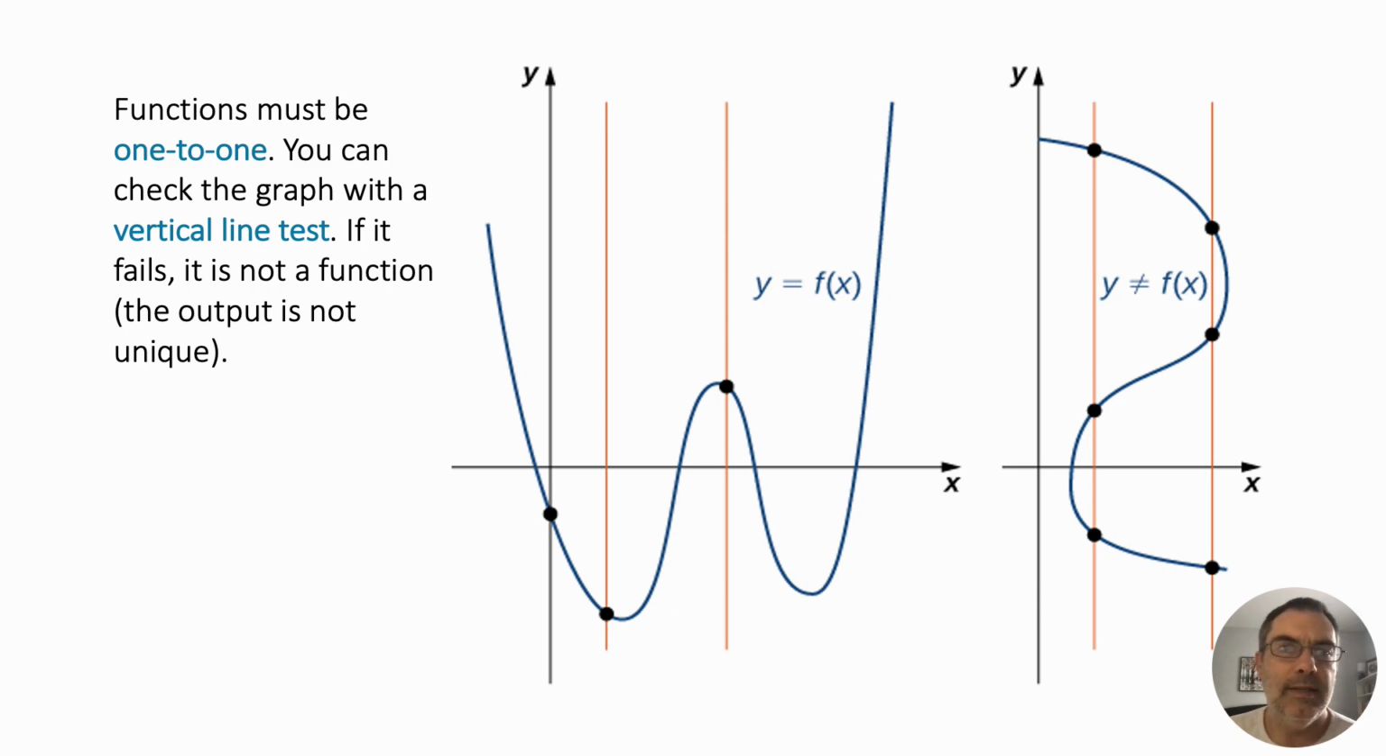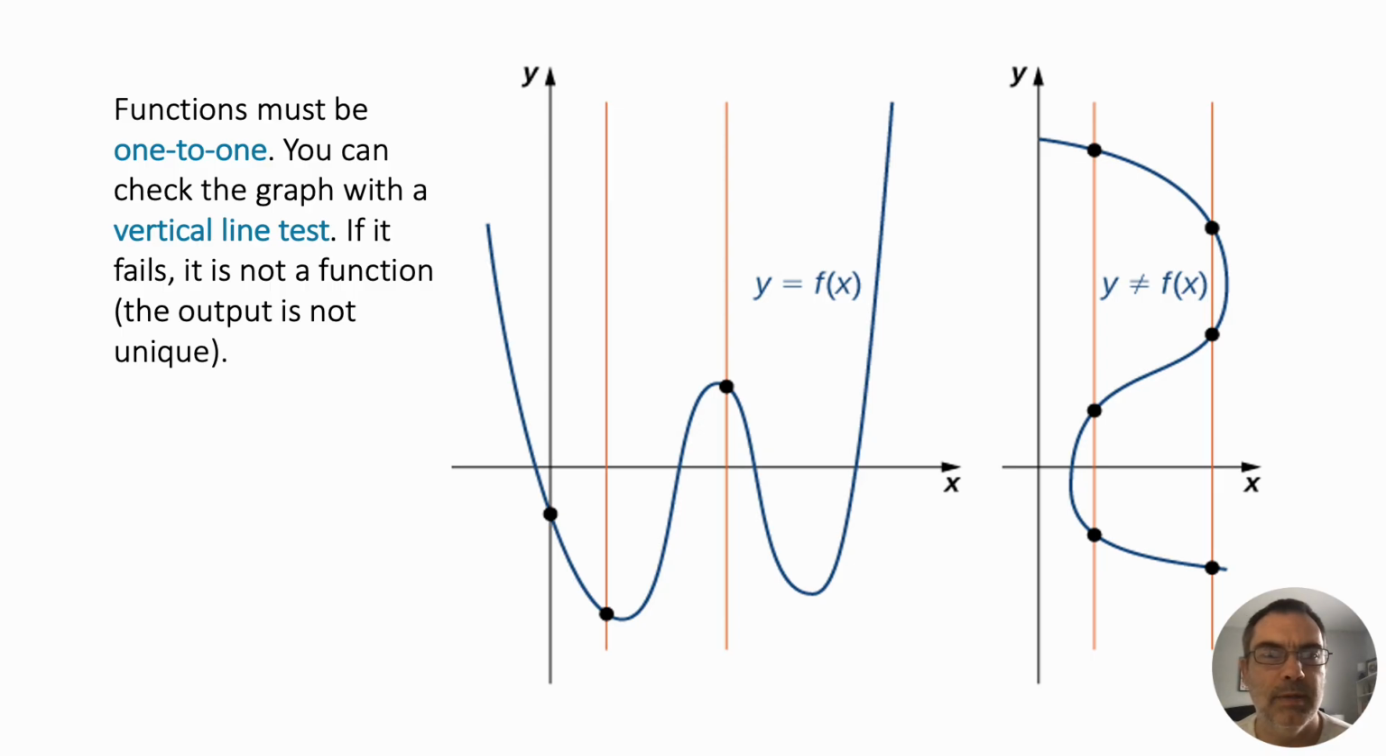One thing I have not said, but has been implicit in what I've said, is that the functions lead from an input to an output. Specifically, one output for each input that you put into the function. And we call that type of function a one-to-one function. One input leads to one output. Graphically, you can check that with this vertical line test.